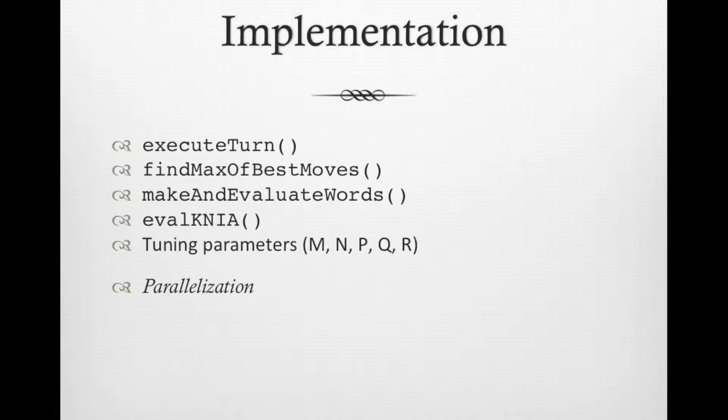Make and evaluate words basically just generates all possible and valid words. It makes sure the word that you play is valid and that the crossword on the board is valid, and it will return the M best moves based on word score and rack leave. Eval NIA basically just evaluates NIA's game tree as explained in our documentation, about 3 plies deep, and is able to utilize the above functions.